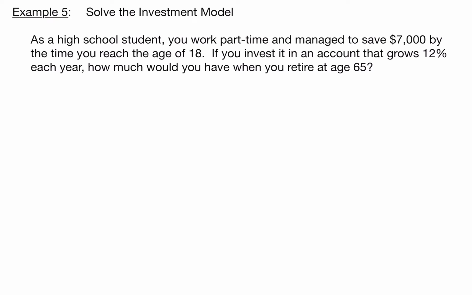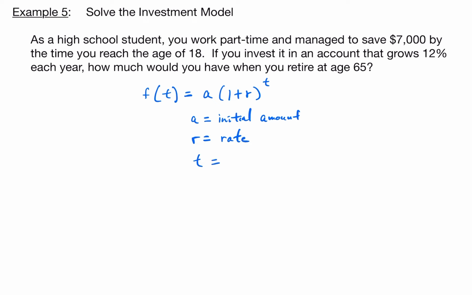Okay, so here we're going to start with the following function. I'm going to just call this f of t, okay, is equal to a, which is my initial amount, times 1 plus r raised to the t power, okay, where a is equal to the initial amount, r is the rate or interest rate, and then t is time or the number of years, okay?